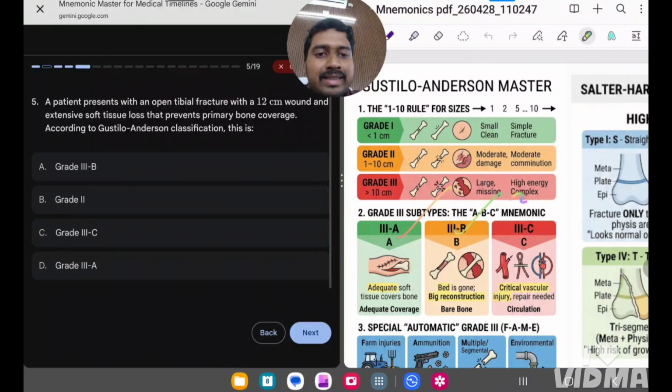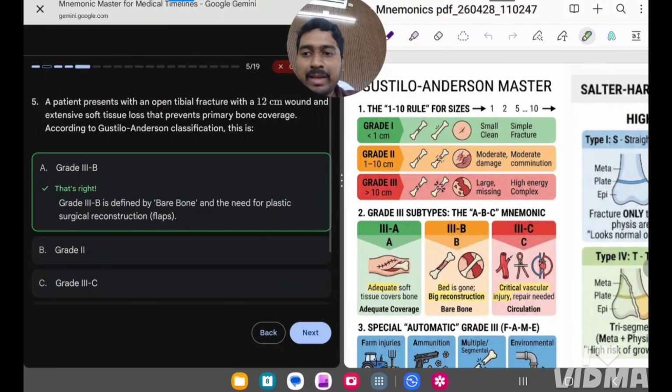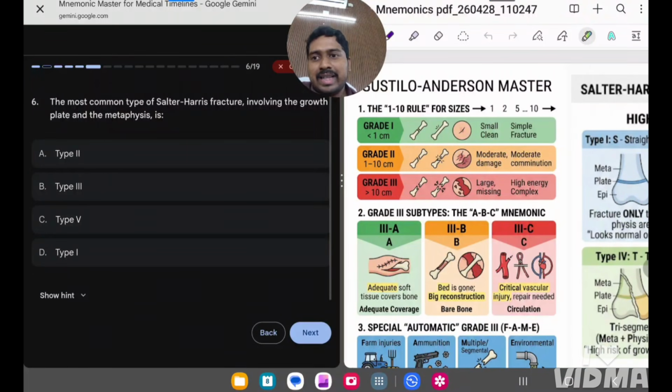So in grade 3, whether it is 3A, 3B or 3C, how to know? A is for adequate coverage. So skin adequately covers the bone. B is that bone coverage is gone and we need reconstruction. There is bare bone. And C means there is critical neurovascular damage. Okay, so in our case, there is extensive soft tissue loss that prevents primary bone coverage. So bone is not covered. So that's why it is grade 3B. Okay. So this is how mnemonics make it easy for you.